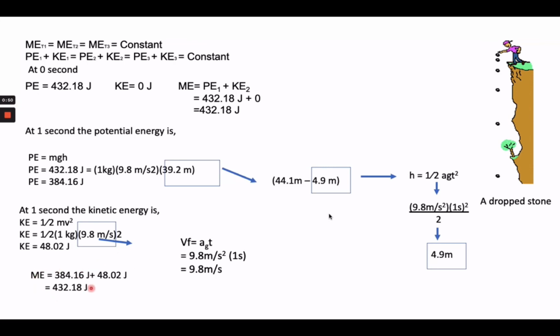Now that we already have our mechanical energy, let's compare. Because again, the main reason why we have this problem is to prove if this concept is actually true. So we have mechanical energy at 0 seconds is equal to mechanical energy at 1 second. So we have 432.18 joules is equal to 432.18 joules. So definitely this concept is correct.